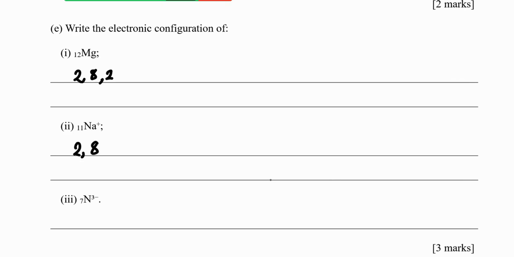So the electronic configuration of this would be 2 and 8, which is equal to 10. Now the next one is for nitrogen. The atomic number for nitrogen is 7. But we have nitrogen 3 negative ion. So 3 negative means that nitrogen has accepted 3 more to its 7. So it's now going to be 7, 8, 9, 10. So it's now 10 electrons that nitrogen is having, so it's also going to have the same configuration as the one above.